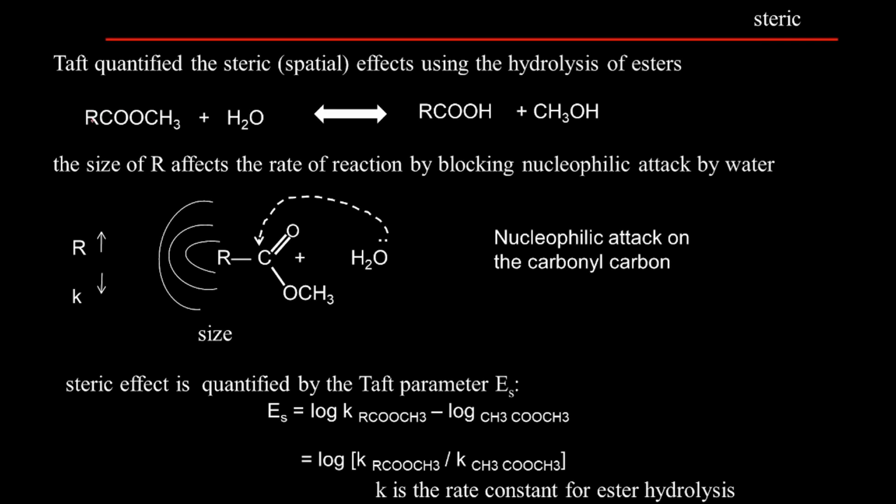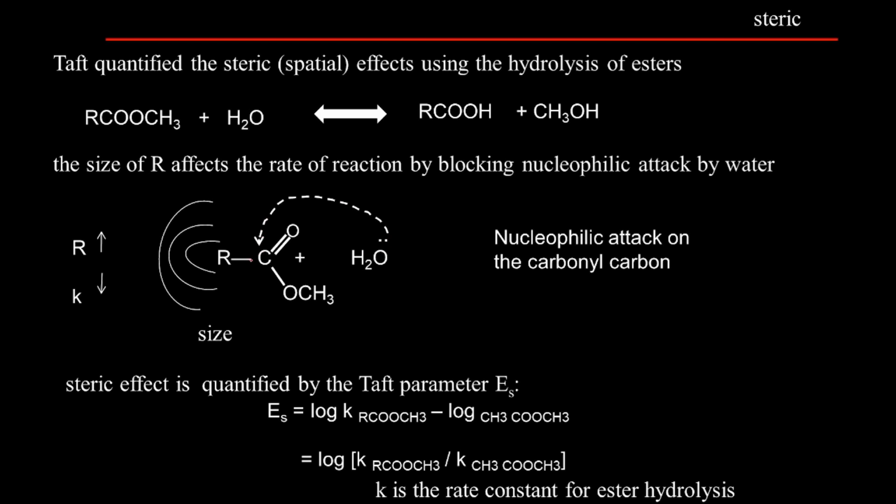If you look at the hydrolysis of esters, this is an ester, RCOOCH3, R could be anything. Hydrolysis means water is acting, so you need a catalyst or an enzyme or something like that. So it forms RCOOH and CH3OH, that is the methanol, methyl alcohol. So the size of the R affects the rate of reaction, because there is a nucleophilic attack on the carbonyl carbon here.